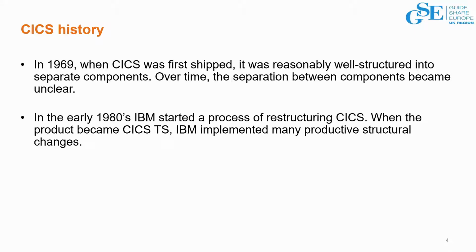So in the early 1980s, IBM started the process of restructuring CICS, effectively separating the management structure into things called domains and applying certain rules to those domains, like encapsulation. We'll talk about that through this morning, and you'll get an idea of how that worked.